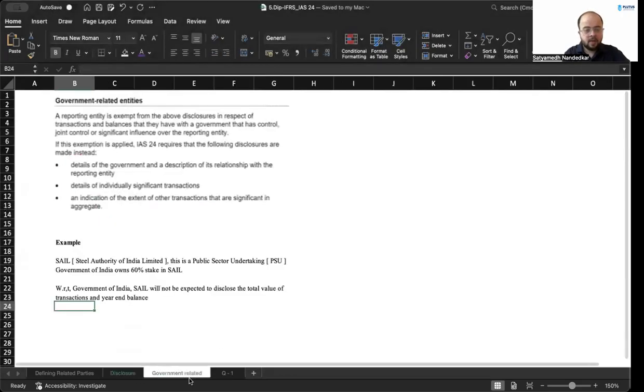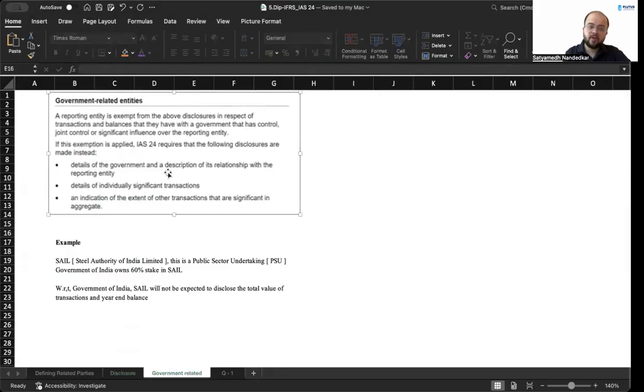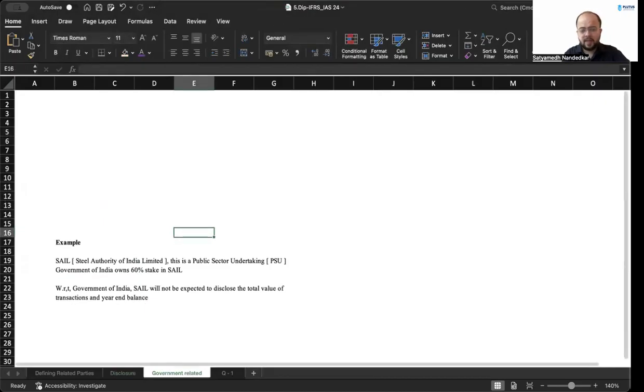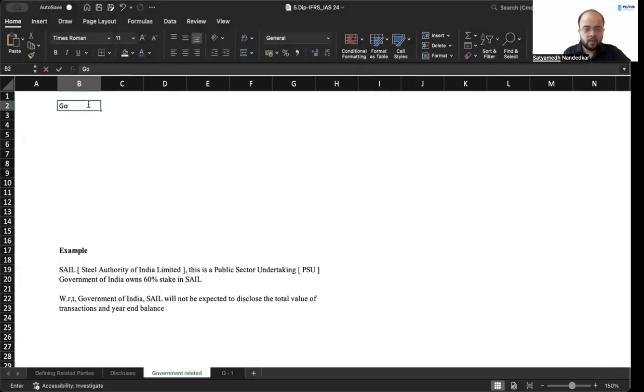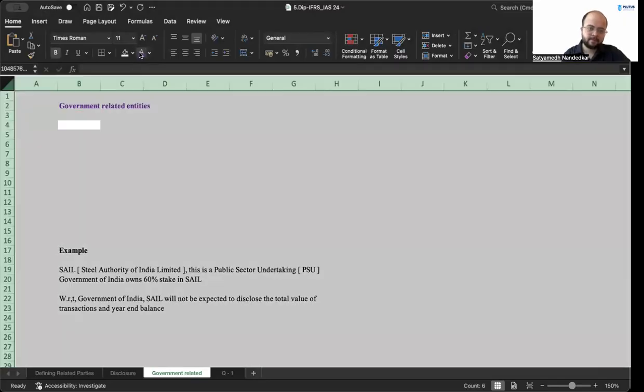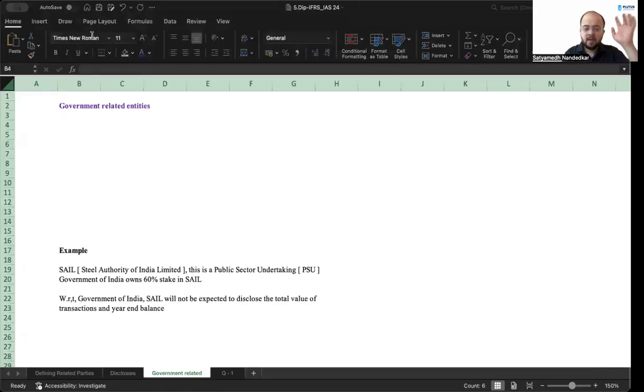Okay. Now, something with respect to government related entities, there is something additional that the accounting standard wants you to know. So the first thing is, a reporting entity will be exempt from the above disclosures in respect of transactions and balances that they have with a government.